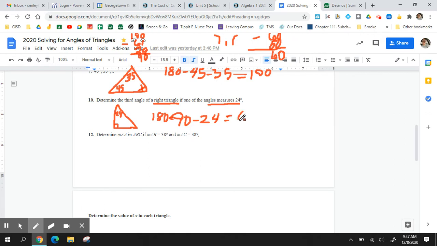Ooh, my equal sign didn't show up. All right, it equals 66 for x. So try number 12, pause it, and come back and see if you got it correct.